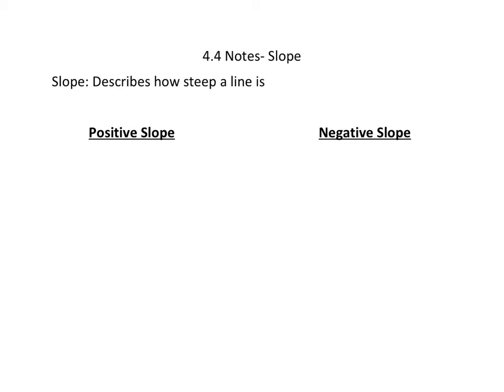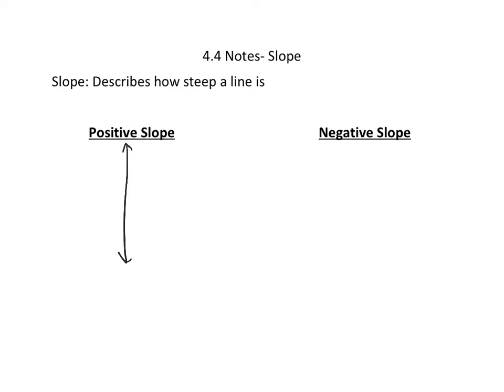In this video, we're going to discuss the slope of a line, what it tells us, and how to find it. So the slope of a line describes how steep a line is. I'd like to begin first by describing the difference between a positive slope and a negative slope. Let's start first with a positive slope.